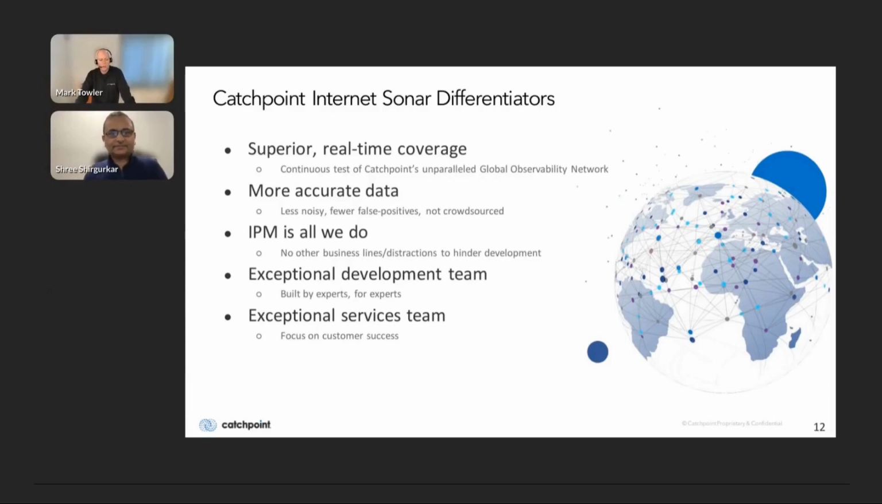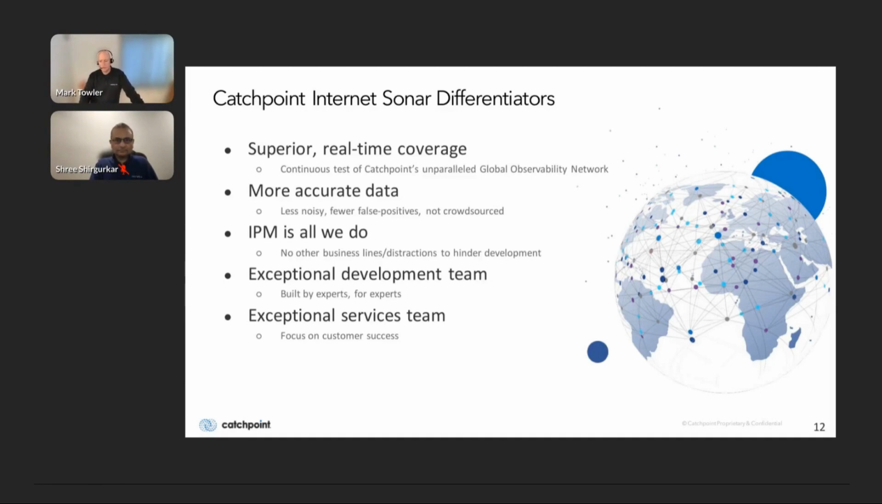Fantastic. So we're nearly wrapping up here, but just before we go, I wanted to give you one quick overview of some of the Catchpoint Internet Sonar differentiators. We're aware that we're not the only solution similar to this out there, but we do want to make sure you understand why we think ours is significantly different. I mentioned the Global Observability Network a few minutes ago. This is really the key. We are in 2,500 different areas across the globe, in 80 different countries, with a variety of different types of nodes, and really no one else has access to this kind of capability. This is what really makes the difference.